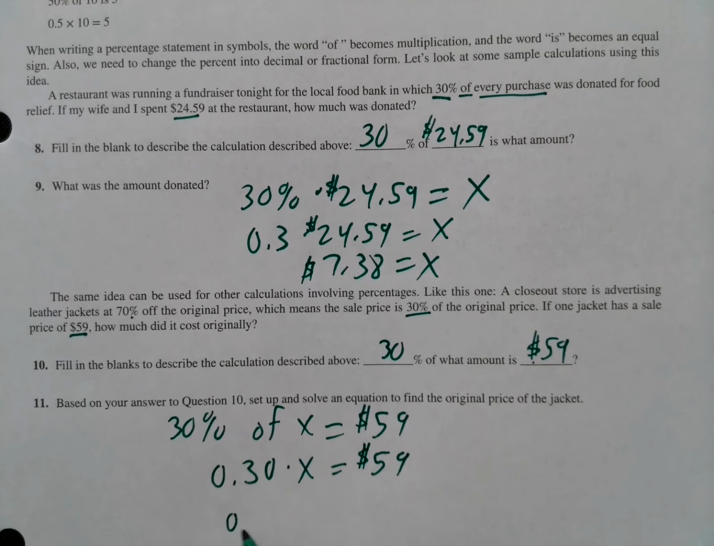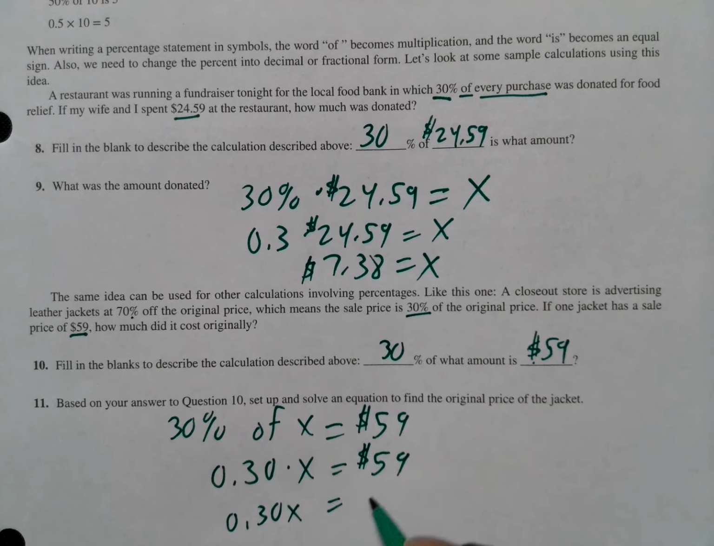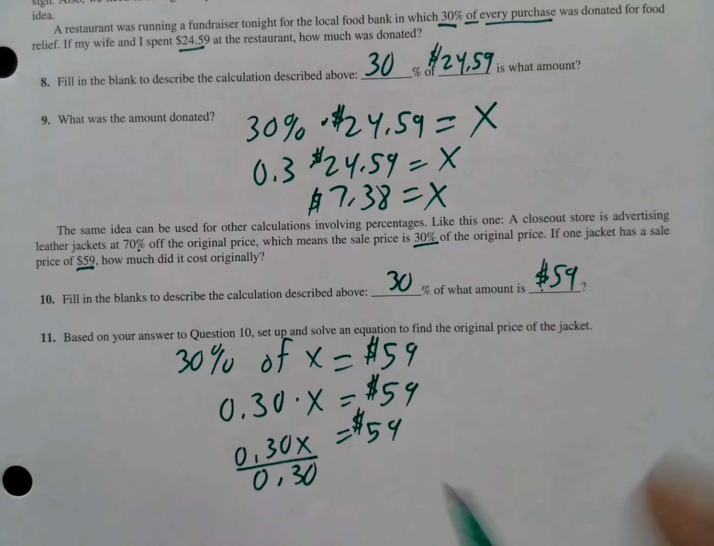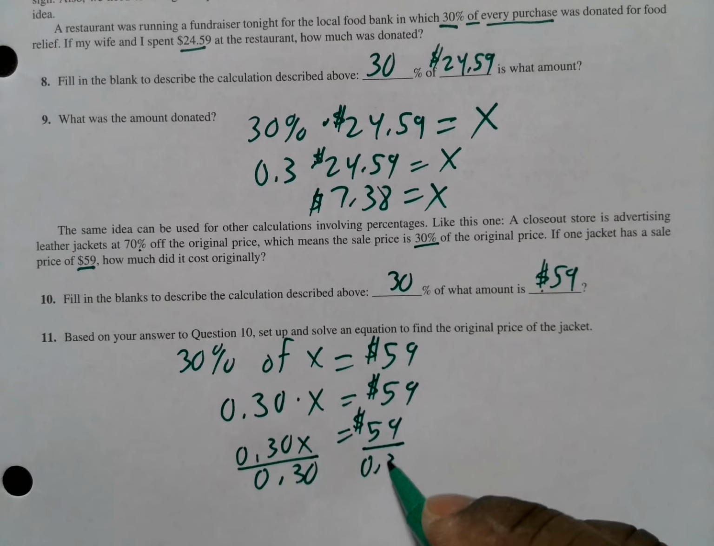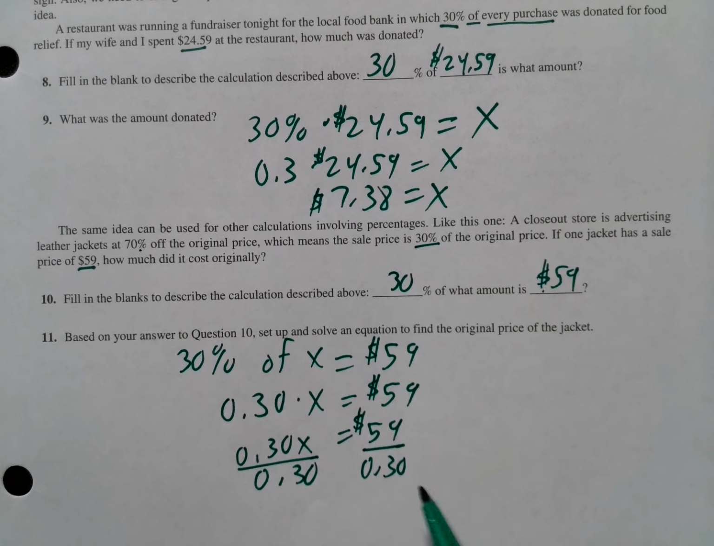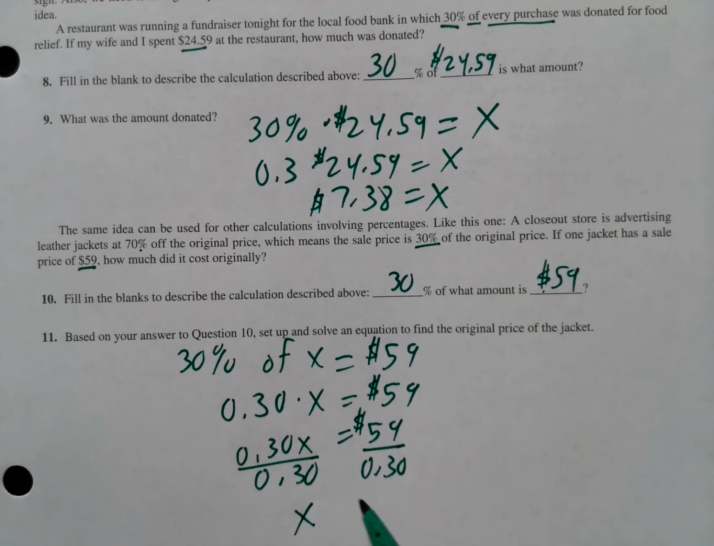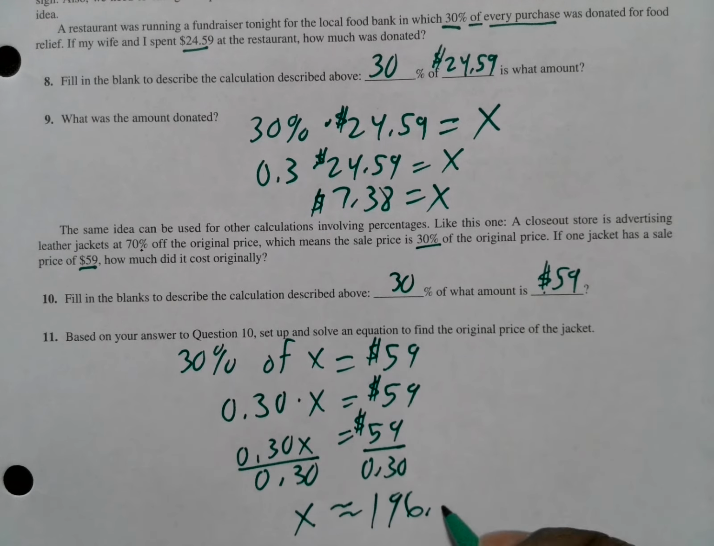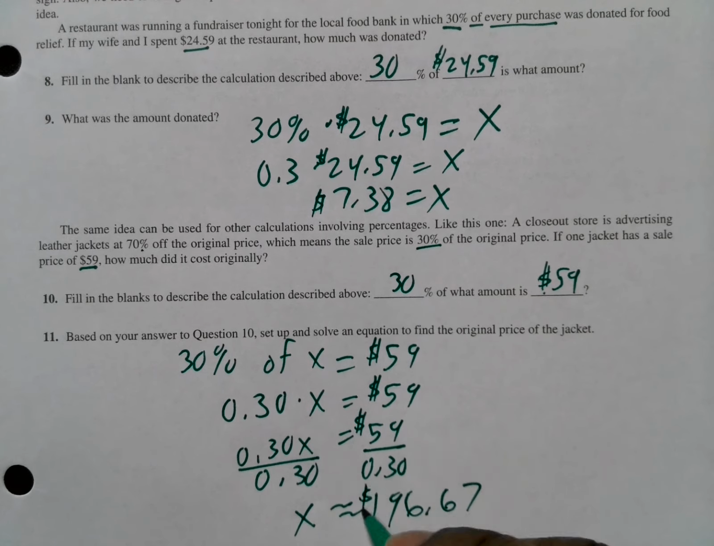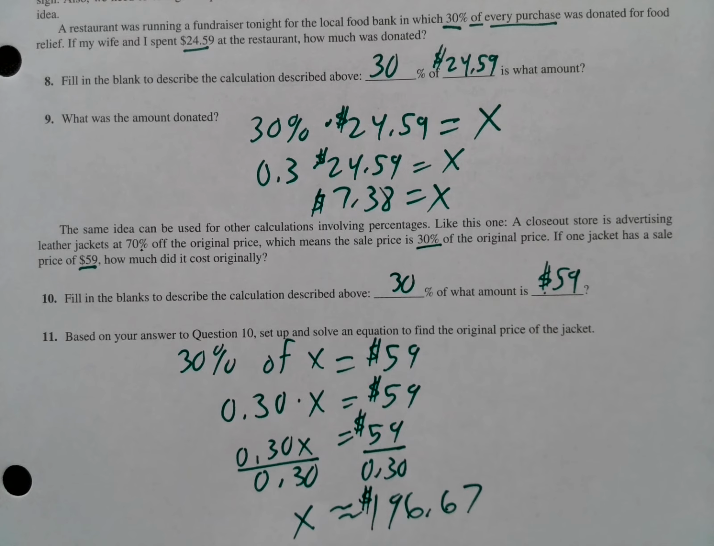So now we would take our 0.30x is equal to $59 and divide each side by 0.30. Now when we put this in our calculator, x is going to be approximately $196.67 when you put it in your calculator. Okay, so now we will move on to page 7.